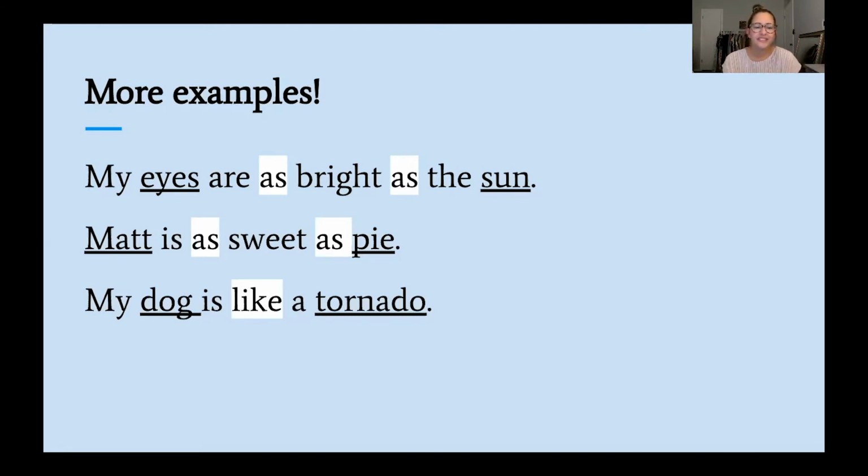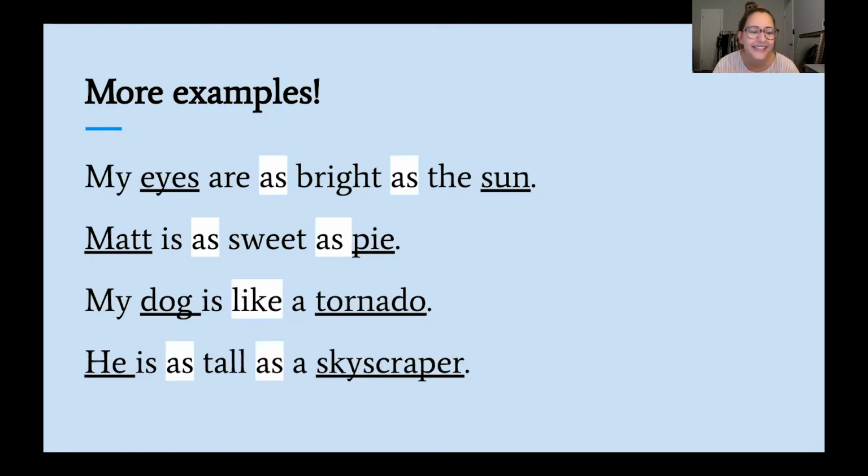If you told me the sentence, my dog is crazy or my dog is wild, okay, I could see that. But if you were to say, my dog is like a tornado, I imagine this really cool picture in my head of your dog just running around and making a mess of things. The word that I used to compare those was the word like. And then I used dog and tornado.